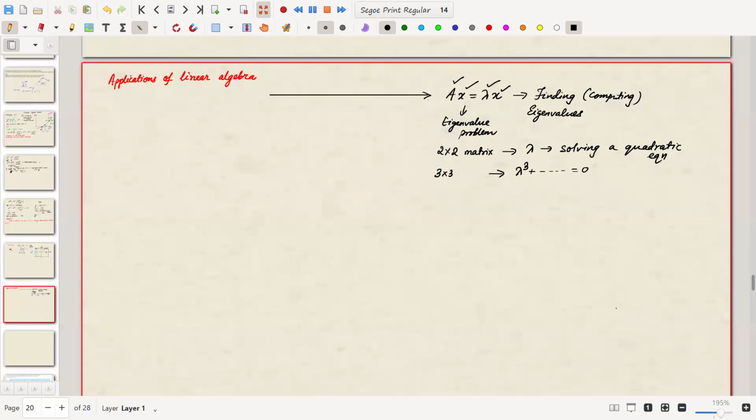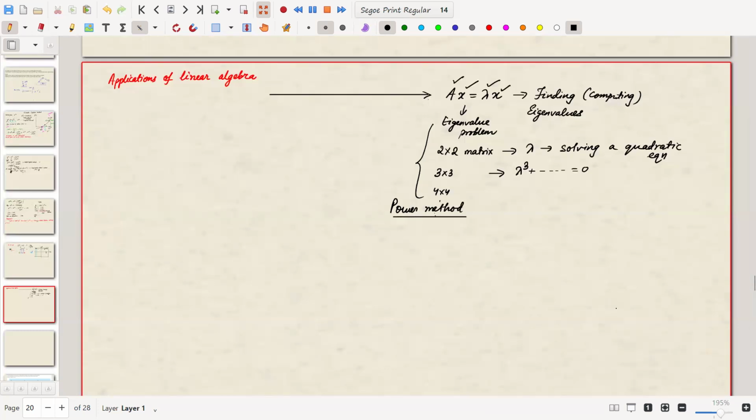There you can use some other method, like the root finding method we have discussed. And for 4 by 4 and larger matrices, it gets complicated. There cannot be analytical methods, because it is too complicated to solve that way. So how will you solve it? Yes, you can use root finding, but something better than root finding is available, known as the power method.